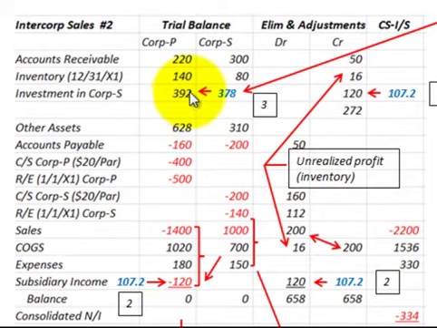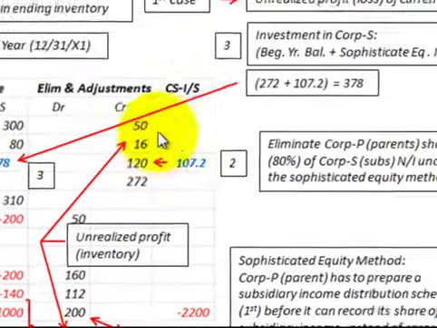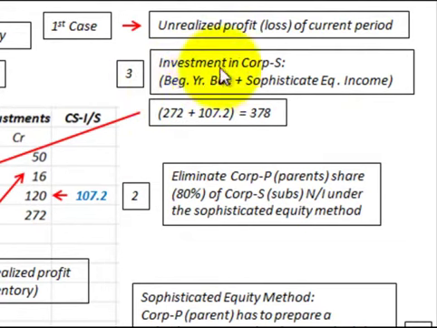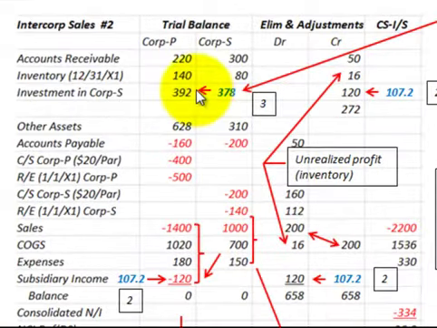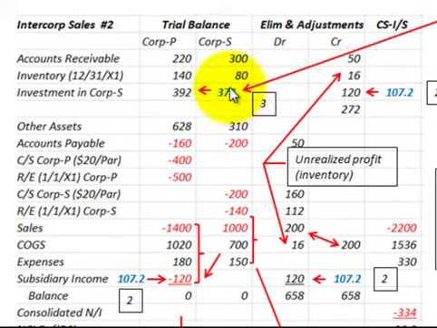And now for the other adjustment that we have to make, and that's the investment in the subsidiary by the parent. For our simple equity method, we had an investment of $392,000. Now for the sophisticated equity method, what we do is we take the beginning of the year balance plus the sophisticated equity income that we calculated. So the beginning was $272,000 plus $107,200 for the sophisticated income gives us $378,000. So you can see a difference: simple equity $392,000 versus the sophisticated equity at $378,000.